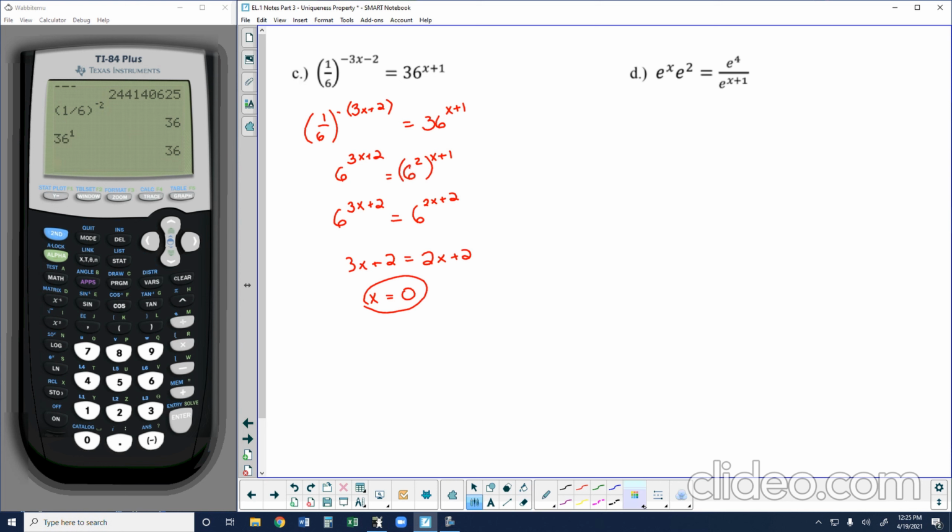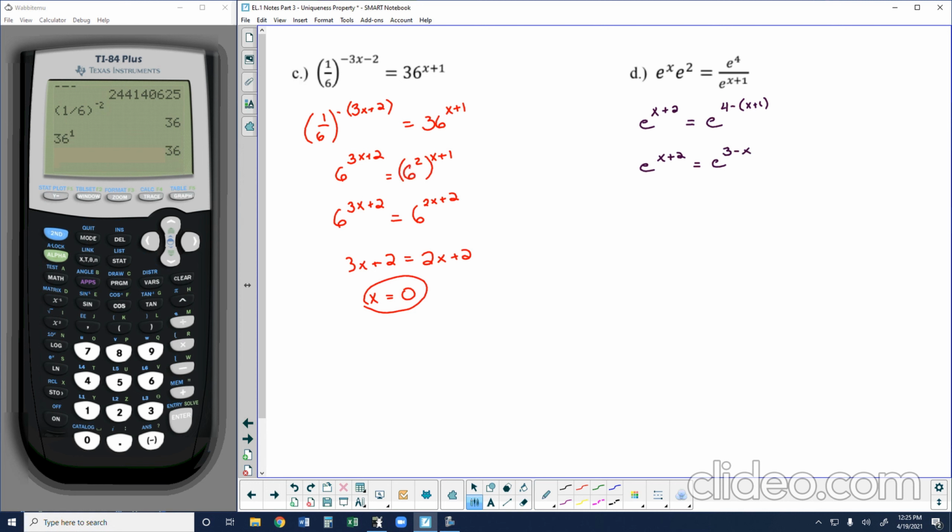Now, let's try to simplify this expression using our properties of exponents. Remember that if you are on the left side of the equation, multiplying two bases, we can add their exponents. So this would be e to the x plus 2 power. If we are dividing two bases that are the same on the right side of the equation, we can subtract their exponents. So this would be e to the 4 minus x plus 1 power. If I simplify this, this is e to the x plus 2 equal to e to the 4 minus 1, which would be 3, so 3 minus x power.